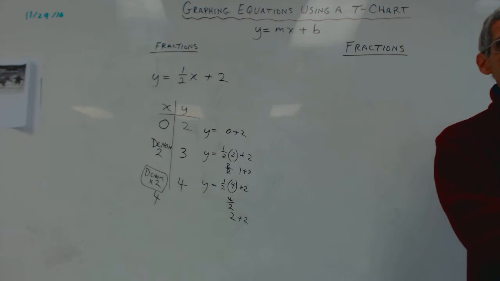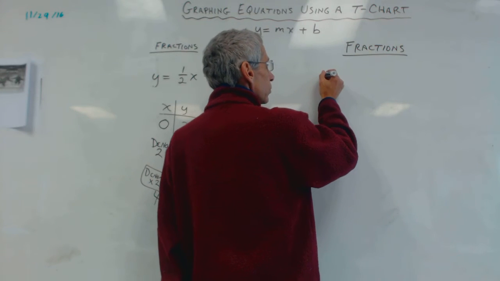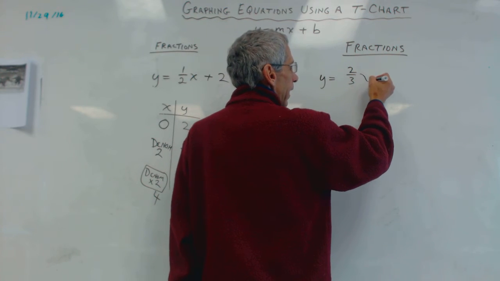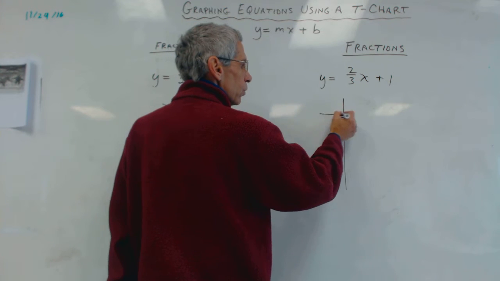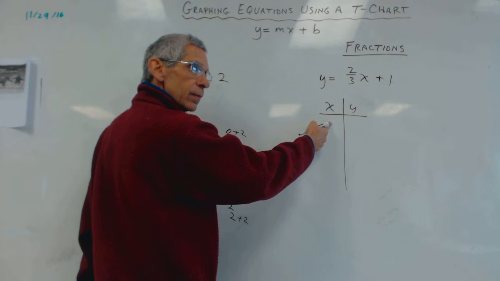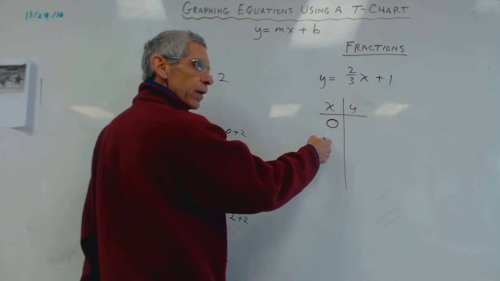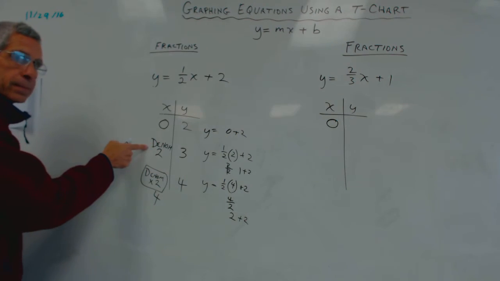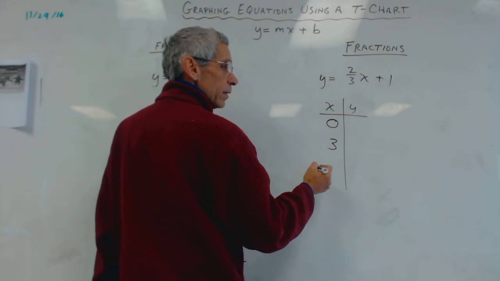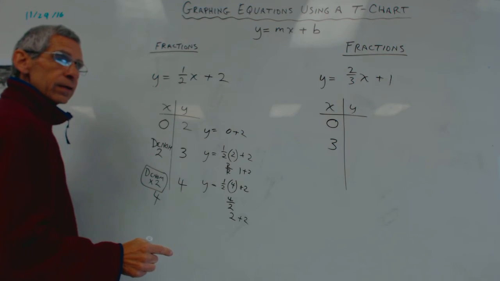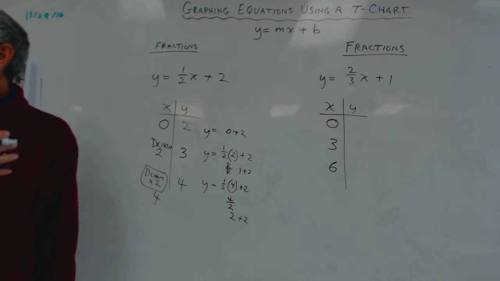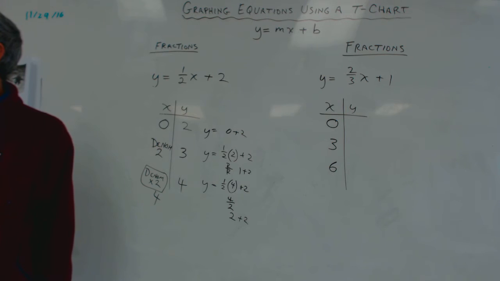So now I'm going to test you guys. If I gave you y is equal to 2/3 x plus 1, if you use this new method, what would be my first number for my x? Micah? It would be 0. Second number? What's my denominator? 3. Third number, Micah. It would be 6, it's just this times 2. And now I will have no fractions in my y, so it's easier to graph it. Does that make sense?